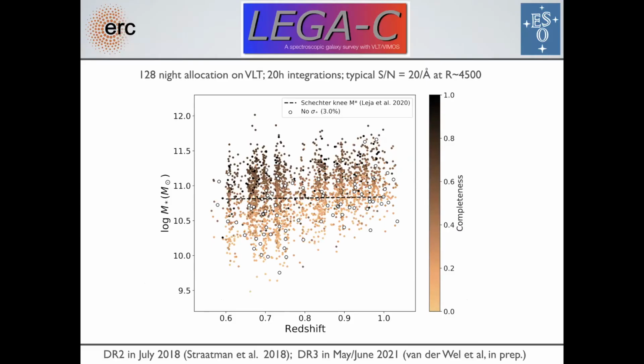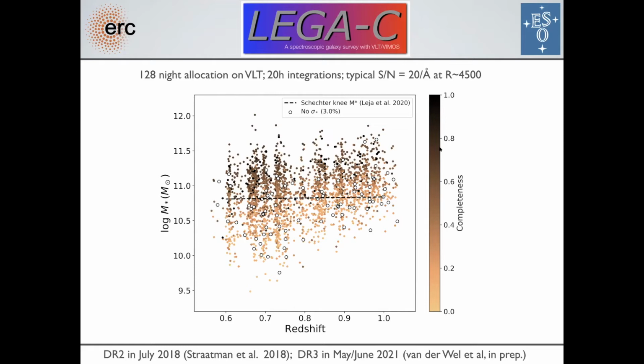Okay, our sample is in the COSMOS field. As I said, it's a very large allocation of VLT time, and we went out of our way to take very deep integrations. And as a result, we have these nice spectra with typical signal-to-noise of 20 per angstrom at high spectral resolution. That is the stellar mass versus redshift distribution of the sample. This is where the knee of the stellar mass function is at these redshifts. So we really probe around L star, both below and above.